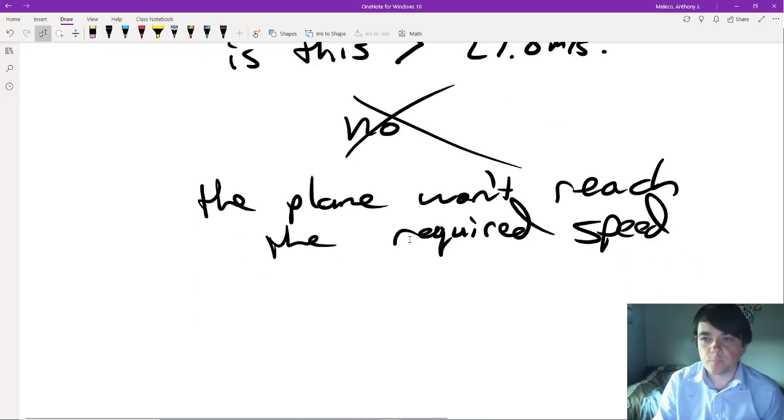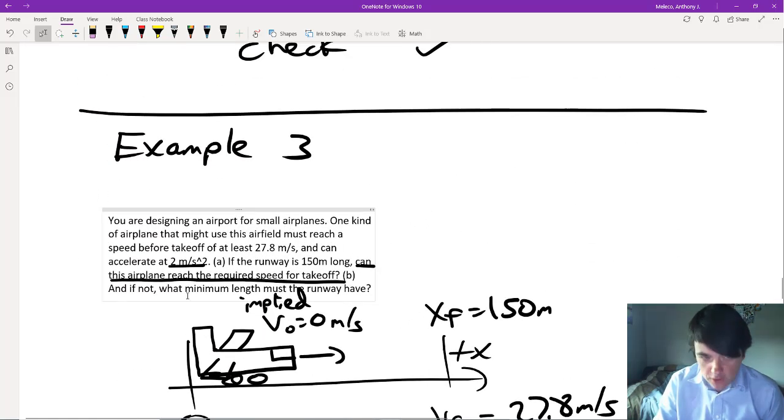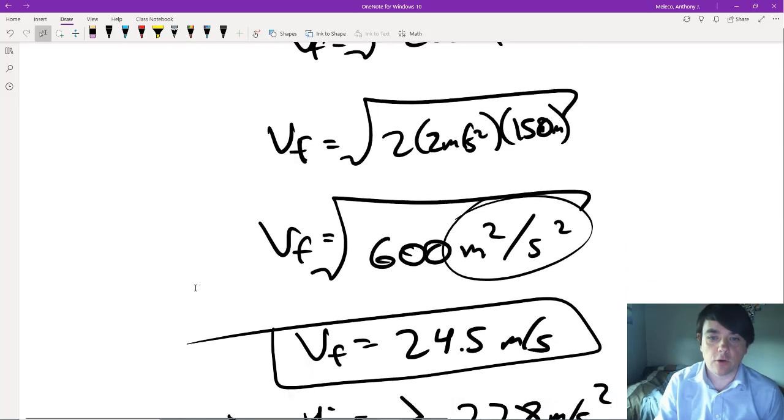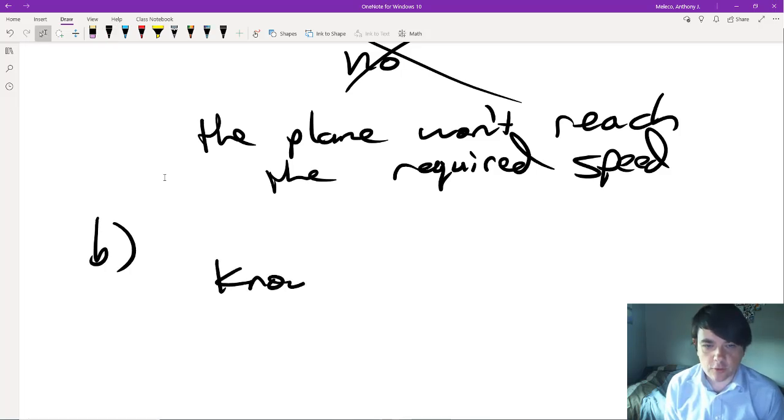Okay? So, we need to do part B now. If not, what minimum length must the runway have? Okay, so now, part B, we need to restructure our knowns and unknowns.